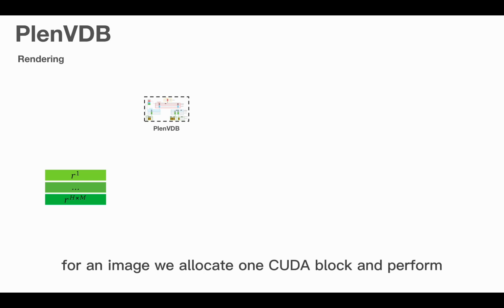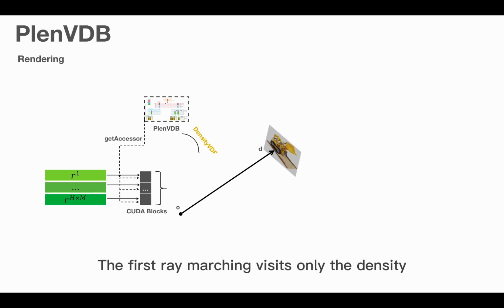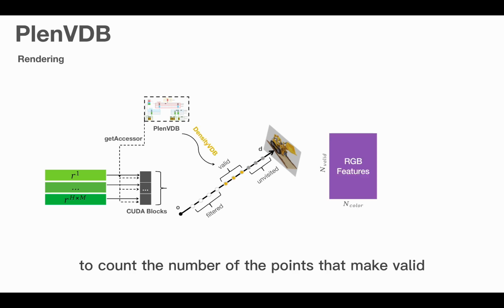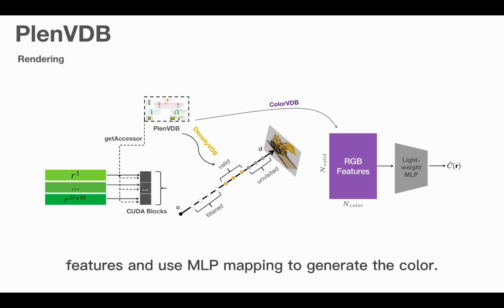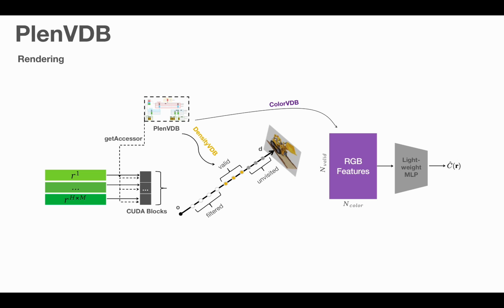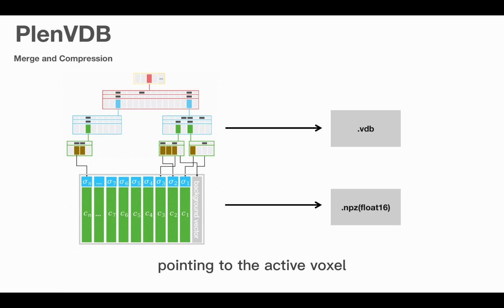For an image, we allocate one CUDA block and perform ray marching twice for each ray. The first ray marching visits only the density to count the number of points that make valid contributions to the pixel. The second time, we read out the color features and use MLP mapping to generate the color. For better performance and storage, we merge the 2 VDBs into one that saves the indexes pointing to the active voxels stored in an additional buffer.